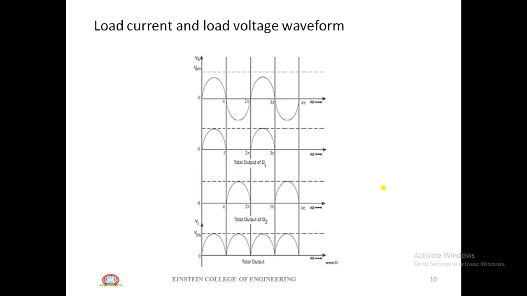Here is the load current and load voltage waveform. This is the supply voltage and this is the current flowing when diode 1 is on, and this is the current across diode 2, which conducts only in the negative half cycle, and this is the total output. Here both the positive and negative half cycles are rectified.